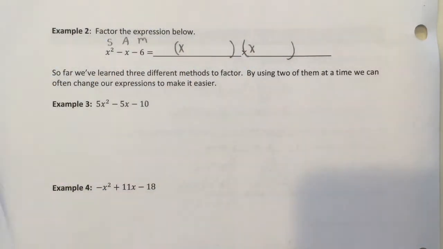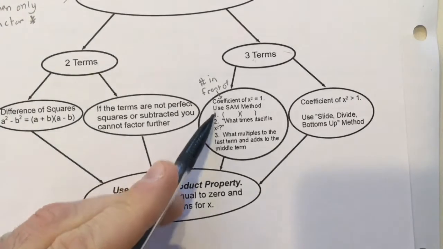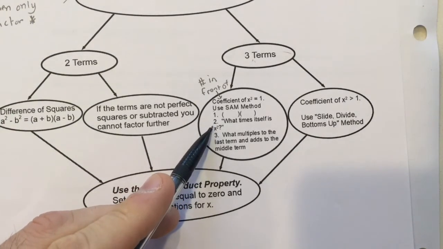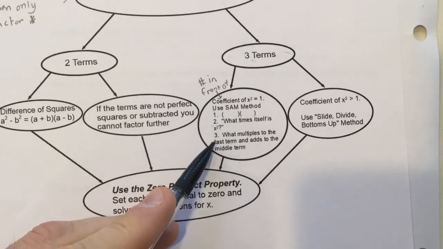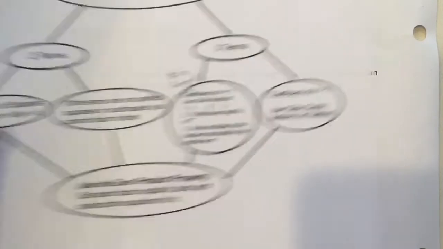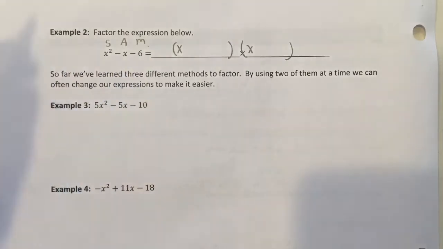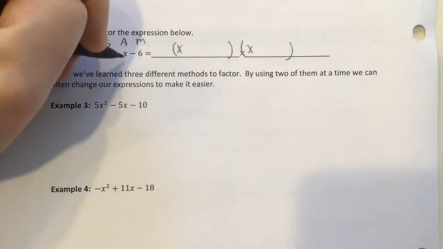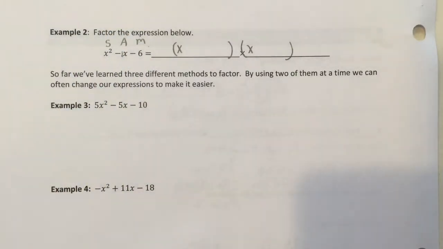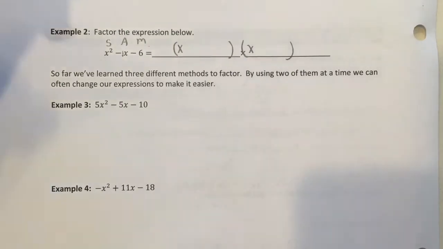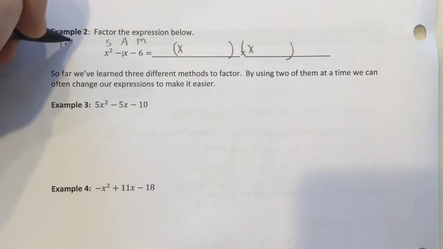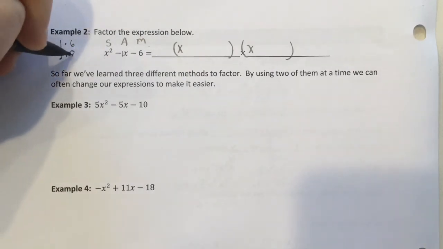And again, those directions are also here. Make 2 sets of parentheses. What times itself is x squared? We wrote x times x. And then what multiplies to the last term and adds to the middle term, which is what that A and the M stand for. So what multiplies to -6 and adds to -1, because there's really a 1 in front there. So what I do is I don't worry about the signs. I just think about what multiplies to 6. 1 times 6, 2 times 3.